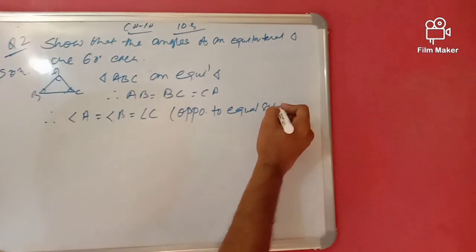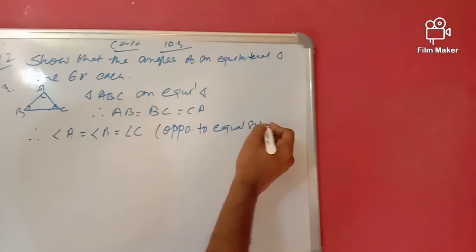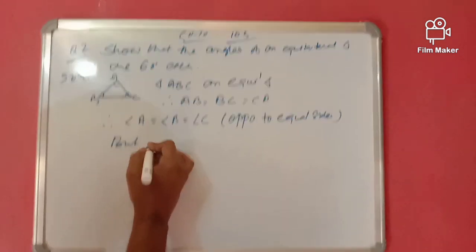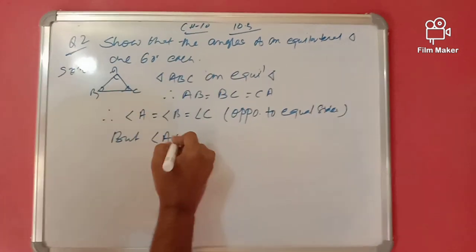Sir, equal. Write down. I'm directly writing it down. Okay, but you have to write whatever is given, that angles opposite equal sides are equal.